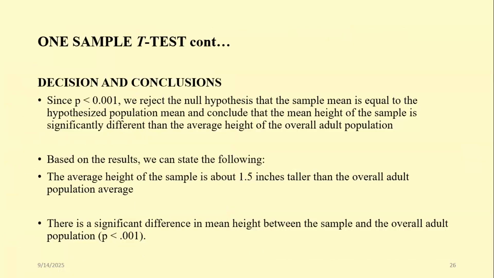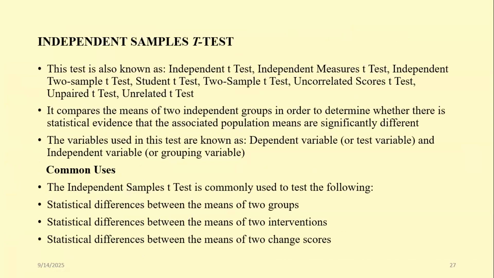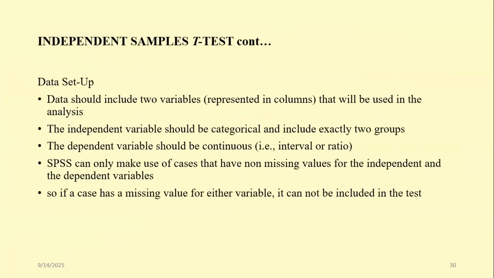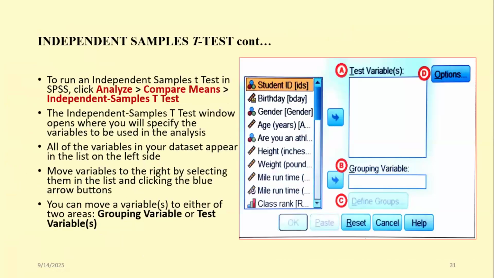So this is the decision and conclusion, how to make a decision and how to conclude after your analysis. The next one is the independent sample t-test. These are the requirements. From SPSS, if you want to run an independent sample t-test, you click on Analyze, Compare Means, Independent-Samples T-Test.